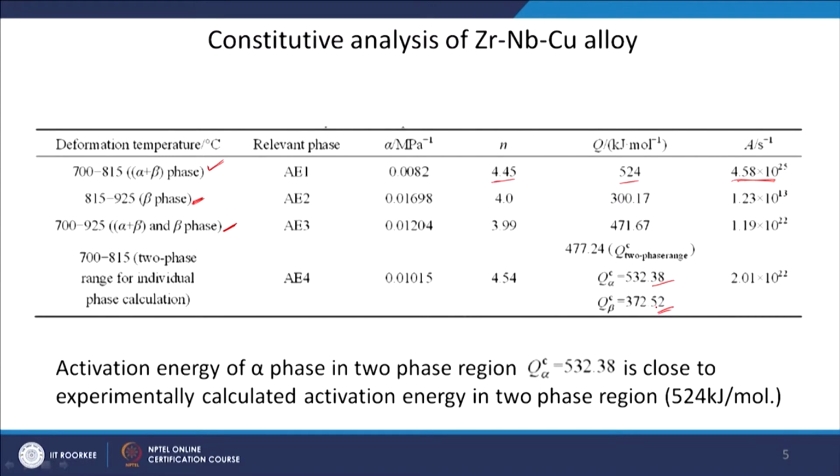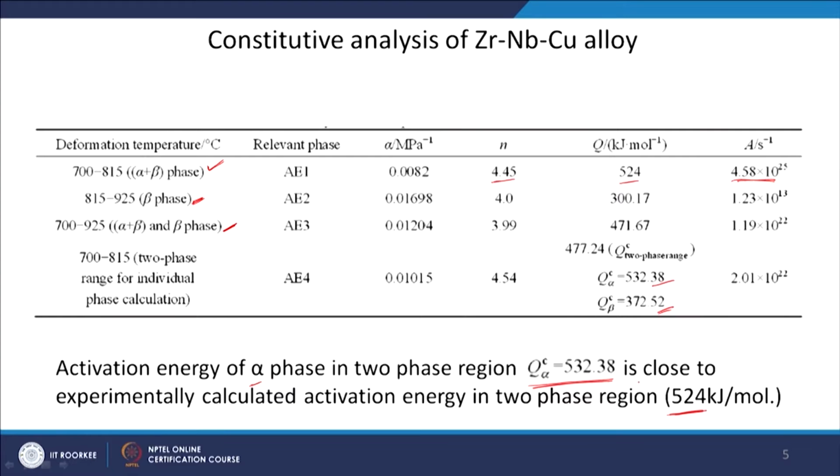So what we found out is that the activation energy of alpha phase in the two phase region, this is the calculated activation energy from the data of alpha phase in the two phase region, I will tell you how we did that, was coming around 500 kilojoule per mole. So Q alpha C is for calculated. If it is experimental, we did not put any suffix here. And the experimentally determined activation energy in the two phase region was 524 kilojoule per mole.